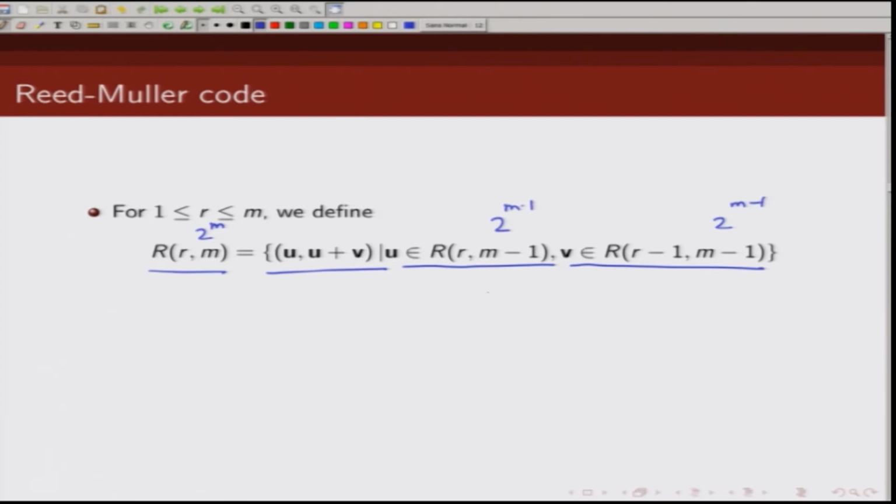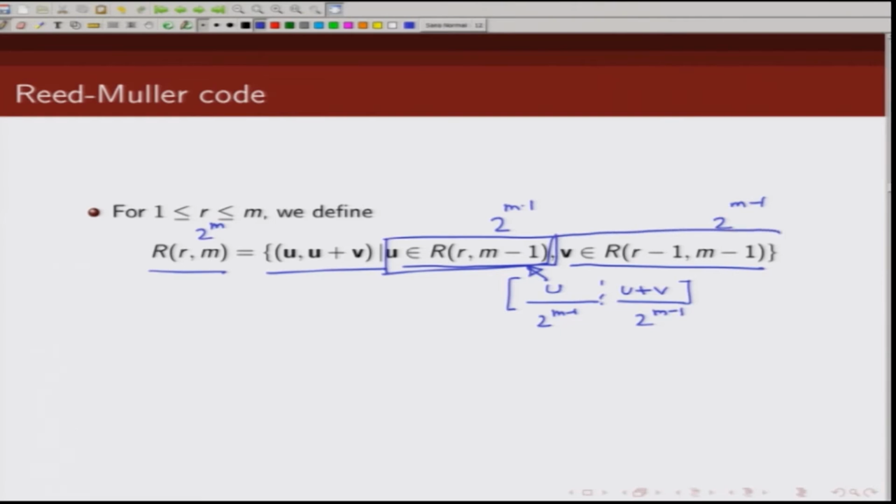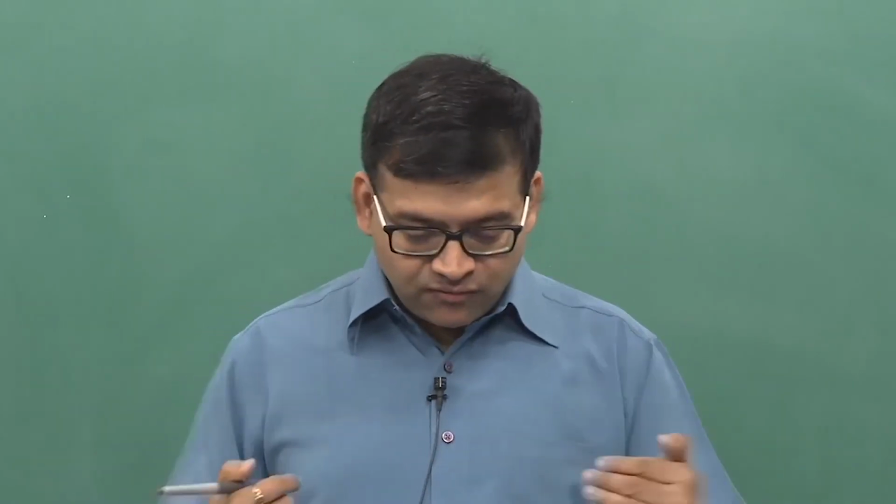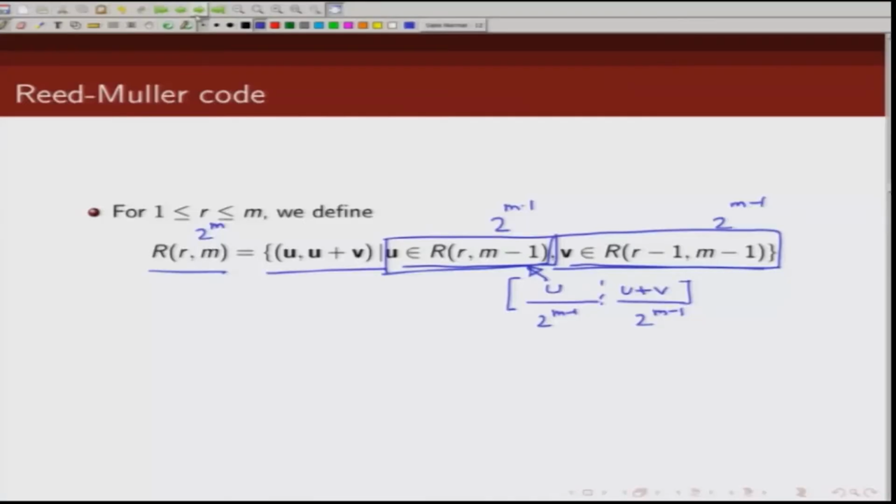So, if this is one code of length 2^(m-1) and this is another code of length 2^(m-1). This is your code u, which is of order r, and this is u plus v, where u is given by this and v is given by this. So, in other words, you can construct a Reed-Muller code recursively from smaller order and smaller length codes.